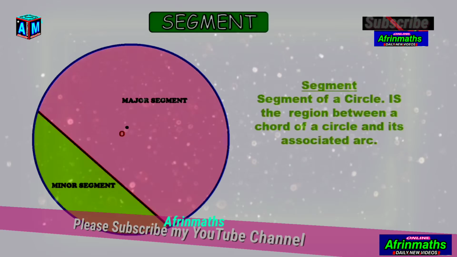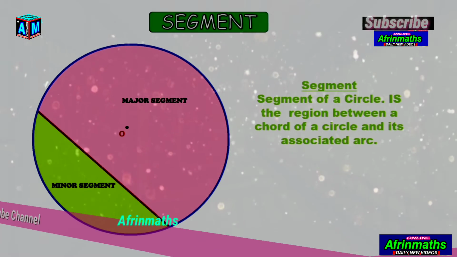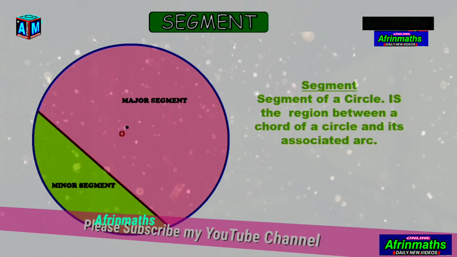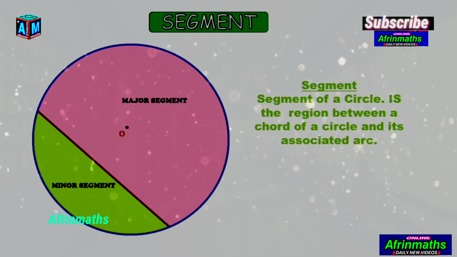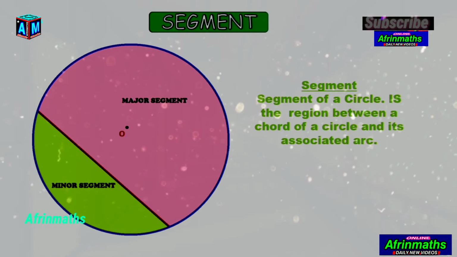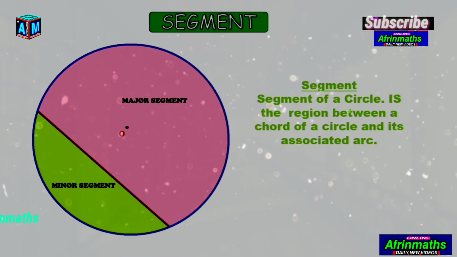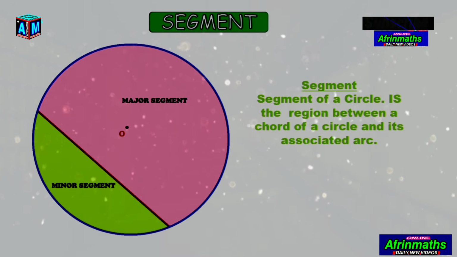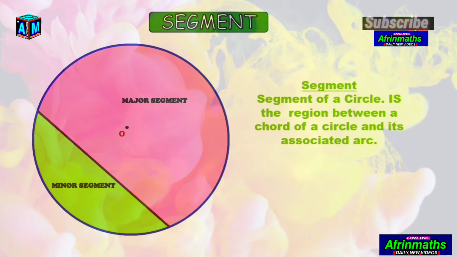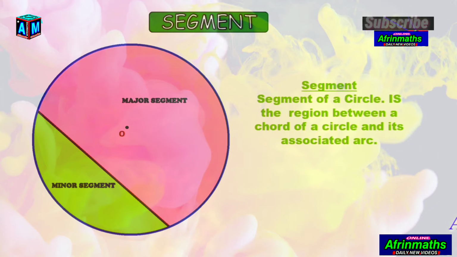Next property, segment of a circle. A segment of a circle is the region between a chord and its associated arc. If you observe the figure, if we draw a chord, there is a region between the arc and the chord. This we call a segment. There are 2 types of segment. One is the minor segment, of smaller area, and the major segment, which is of bigger area.